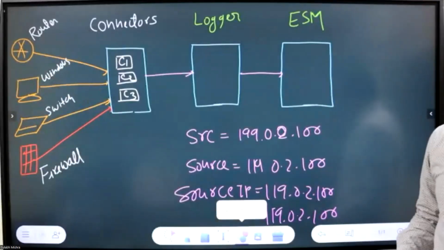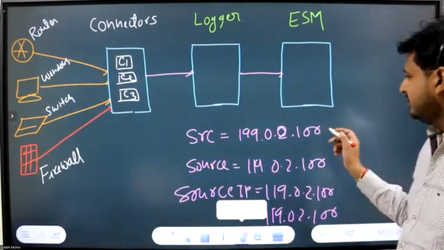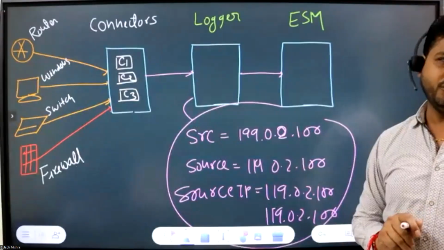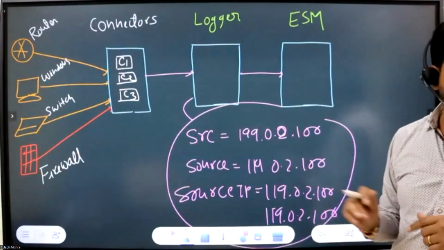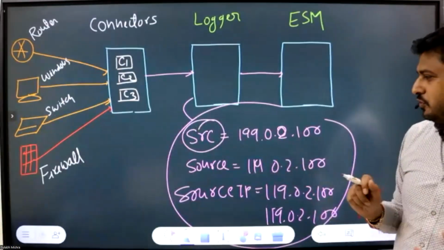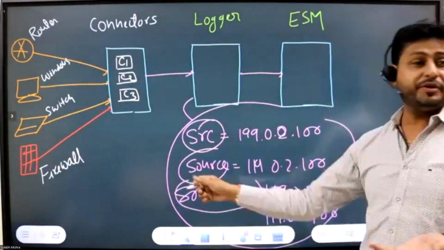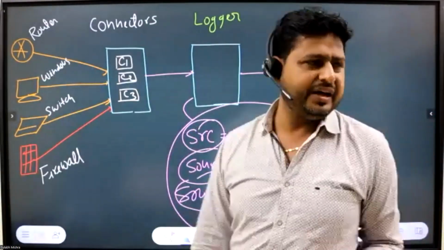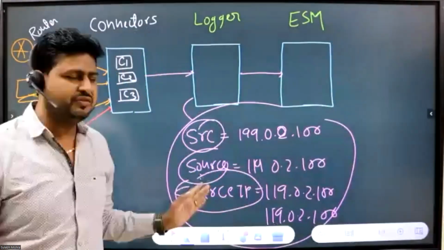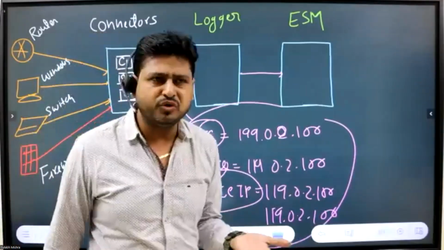Understand? When these logs go to your SIEM tool, if you want to search the router logs from a particular source IP address, you have to give the query SRC equal to this one. If you want to search the firewall, then you have to use source equal to this one. These are all source IP only, but every device is giving a different name. It is very difficult to search, right?